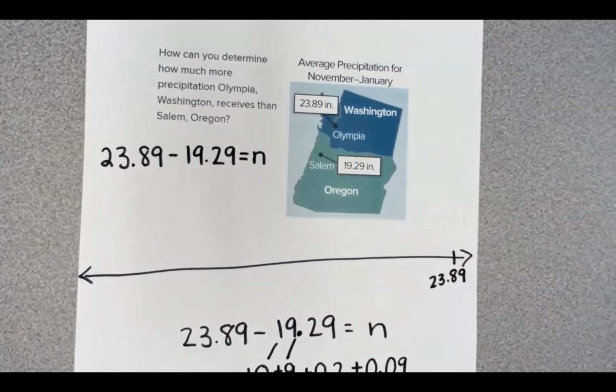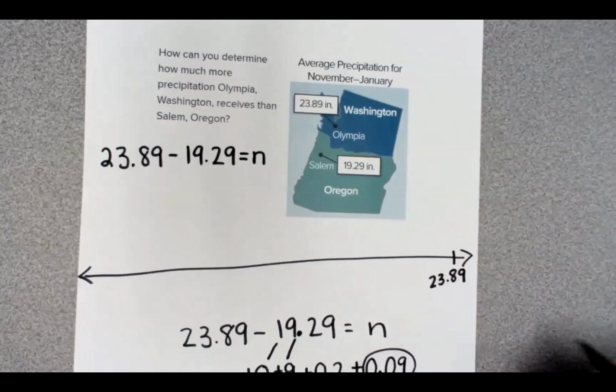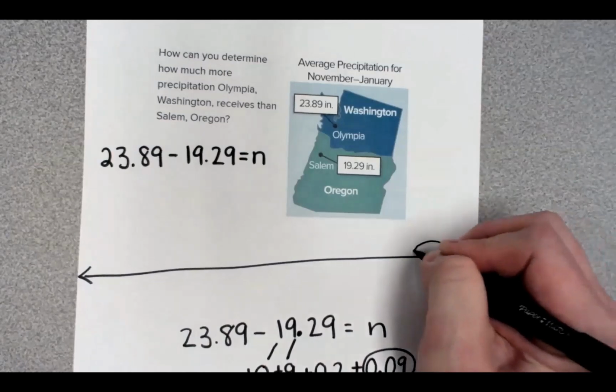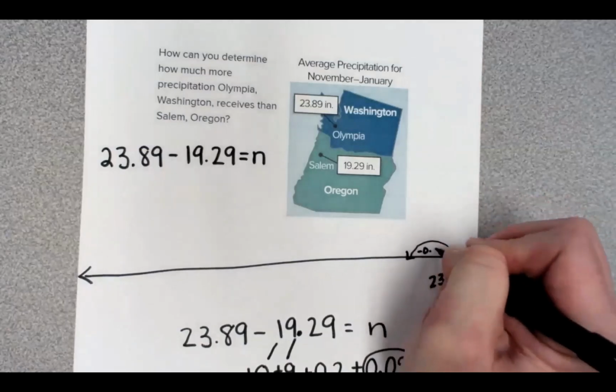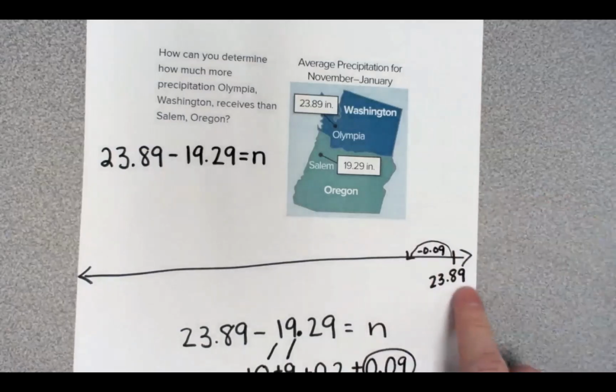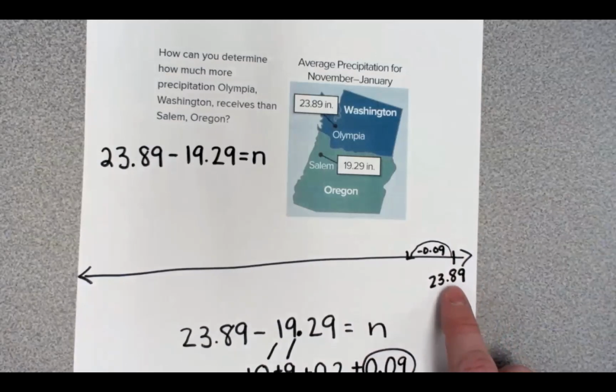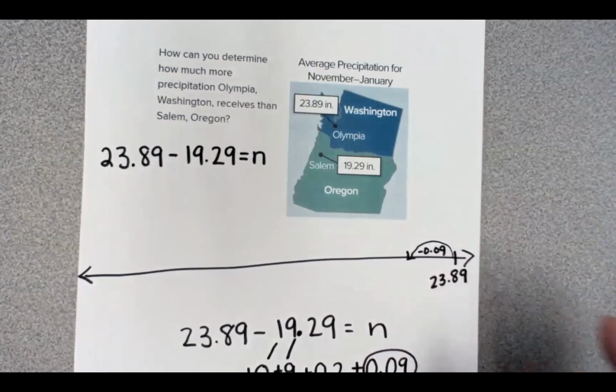So first, I'm going to take away my 9 hundredths. I'm going to take a hop here. I am removing 9 hundredths. So I'm going to look at that hundredths place. I have 9 hundredths in this place, and I'm about to take all of those hundredths away. I'm not removing anything from any other place but the hundredths place.